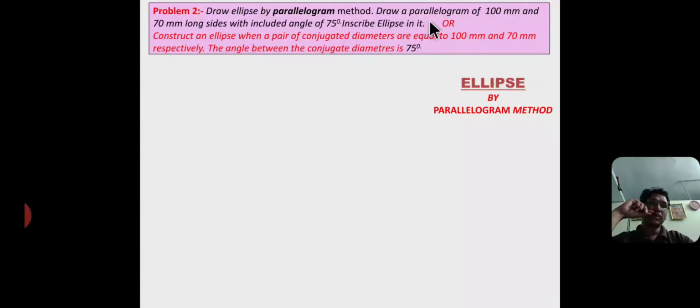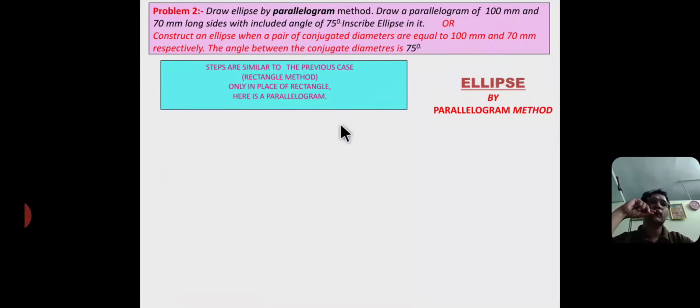Another question is: construct an ellipse when a pair of conjugate diameters are equal to 100 mm and 70 mm. The angle between the conjugate diameters is 75 degrees. The question is the same and the answer is also the same. This parallelogram method is the same as the oblong method. The steps are similar to the previous case, the rectangle method. The only main difference is that here the vertical lines are inclined at a 75 degree angle.